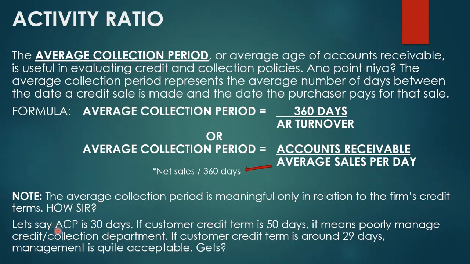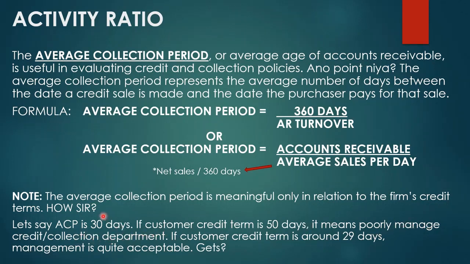So how does it become meaningful? Let's say the average collection period of the company is 30 days. Remember, the ACP is 30 days, meaning it takes 30 days from the date of sale before it receives payment for that account receivable. That's the average. Now, in relation to that, first scenario: if the customer credit term is 50 days, it means from the date of sale, the customer has 50 days to pay the accounts receivable. So what does this mean? In relation to that 30 days, it means the credit or collection department is poorly managed.